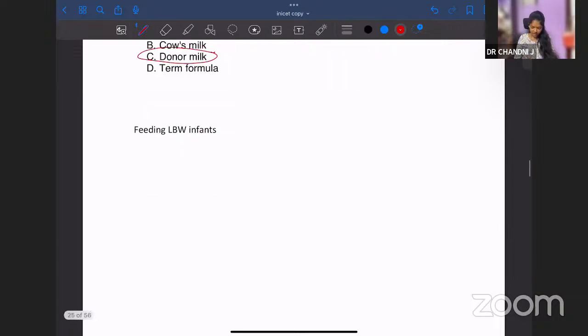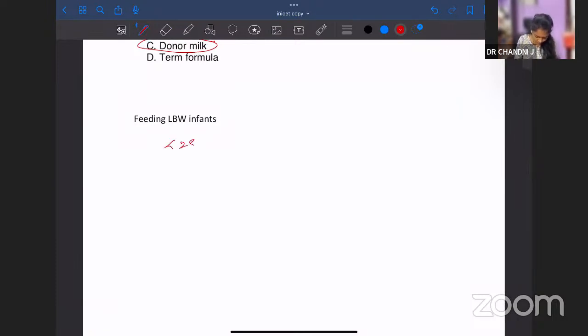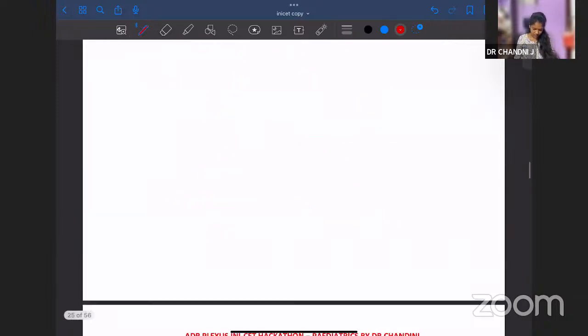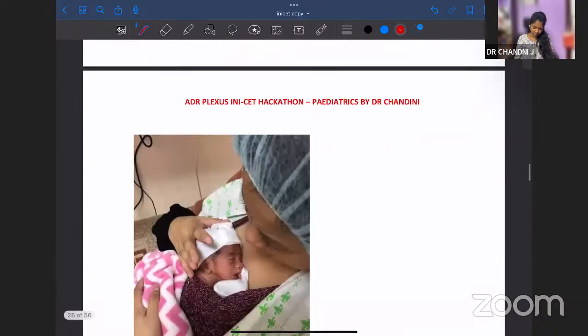So, feeding low birth weight babies. How to feed low birth weight babies? Less than 28 weeks, you give IV fluid. 28 to 32 weeks, you can give feeds through NG tube or orogastric tube. 32 to 34 weeks, you can give feeds by paladai feeding. And more than 34 weeks, you can give direct breastfeeding. Okay, clear? This is feeding of low birth weight babies.